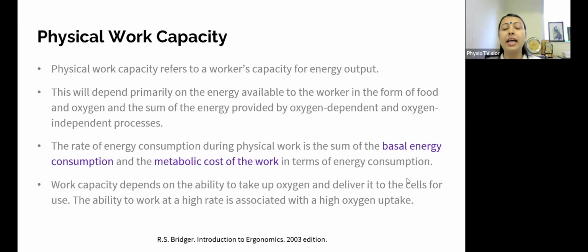Obviously, like any other activity, work which is done on a daily basis by a worker has to do with energy output. So physical work capacity is that energy output which is required at the workplace during the duration of, say, sometimes 8 hours, 9 hours, 10 hours of work. This will depend primarily on the energy available to the worker in the form of food and oxygen, and the sum of energy provided by oxygen dependent and oxygen independent processes.